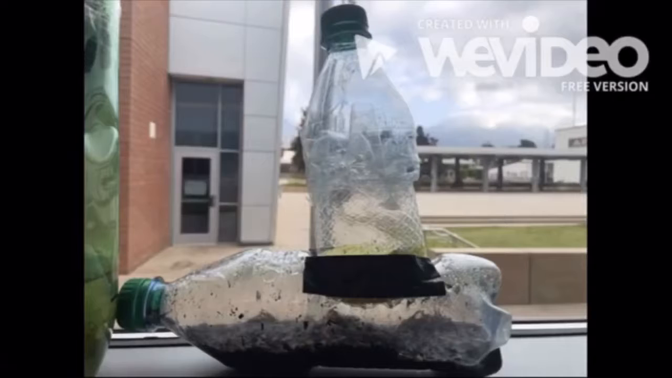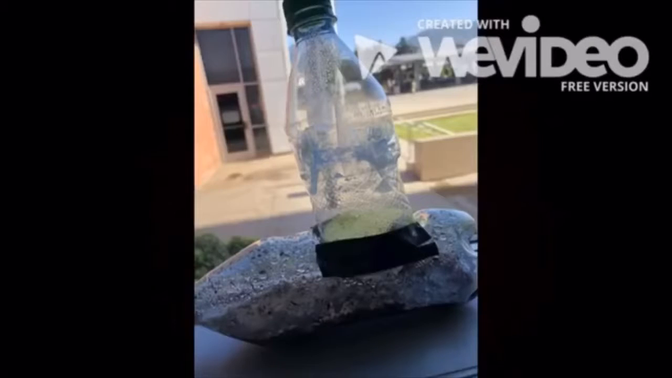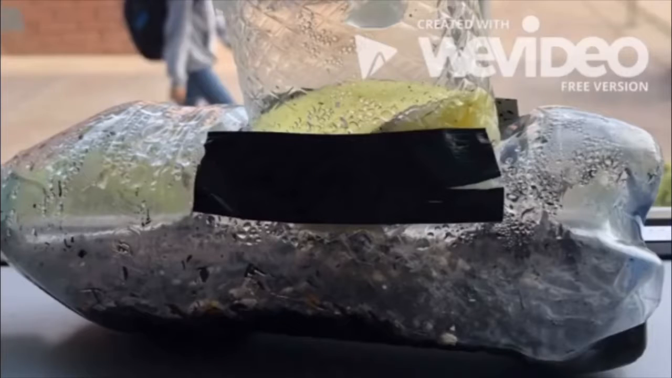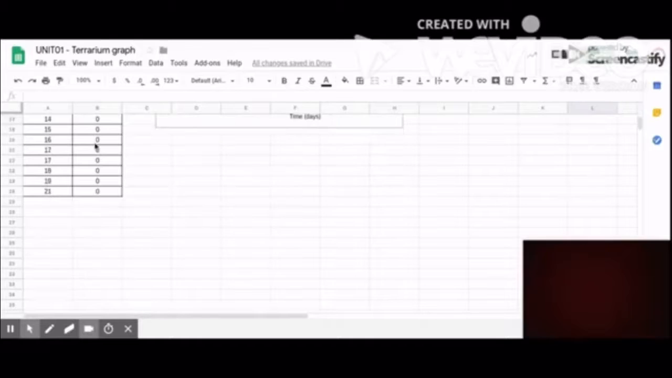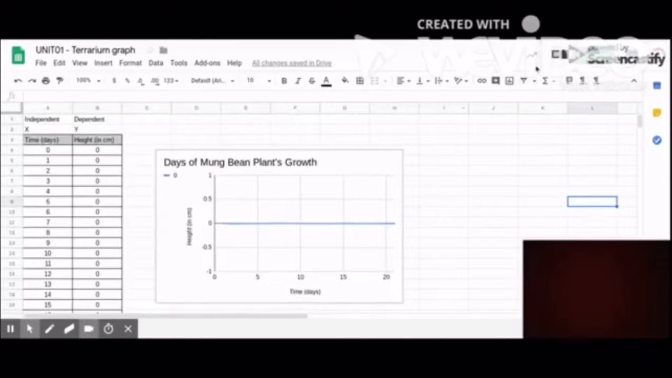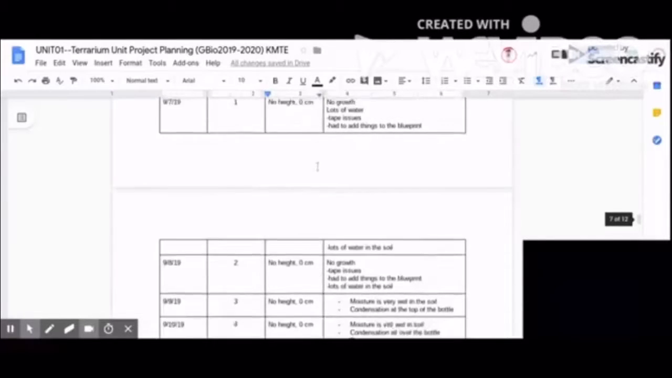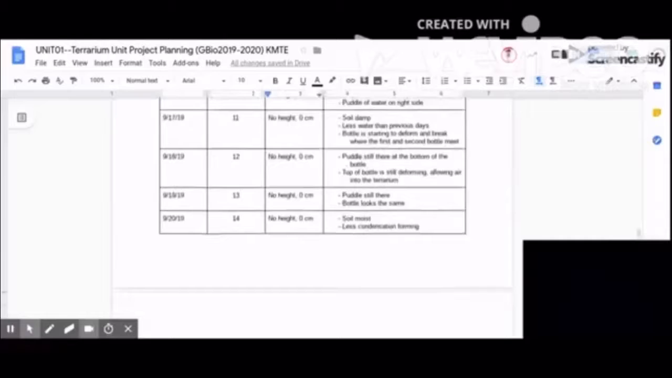In all of our pictures of our mung bean plant terrarium, the plant didn't grow and the soil was very moist, and there was also condensation inside of the bottle. As you can see from the graph, it shows a constant 0 throughout our project work days, which means the plant hasn't grown at all and it's been the same since day 1. From our data, it shows that the observations we saw have been the same for the next few days.